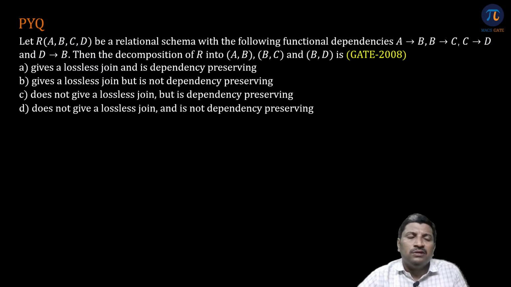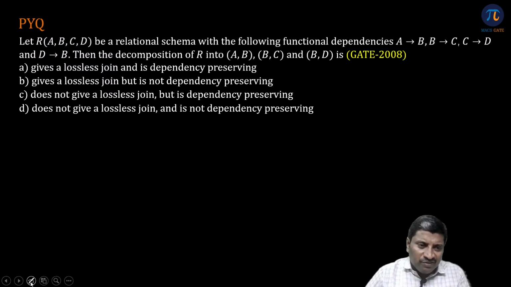Let R be a relation with 4 attributes A, B, C, D. And the functional dependencies are A implies B, B implies C, C implies D, D implies B. So we need to verify whether it is lossless and dependency preserving, right? So first let us verify the lossless property.